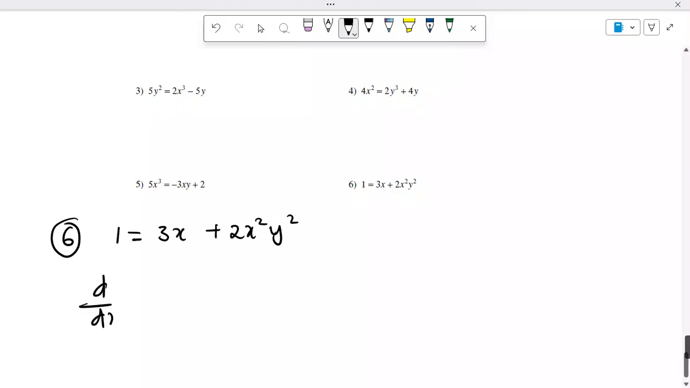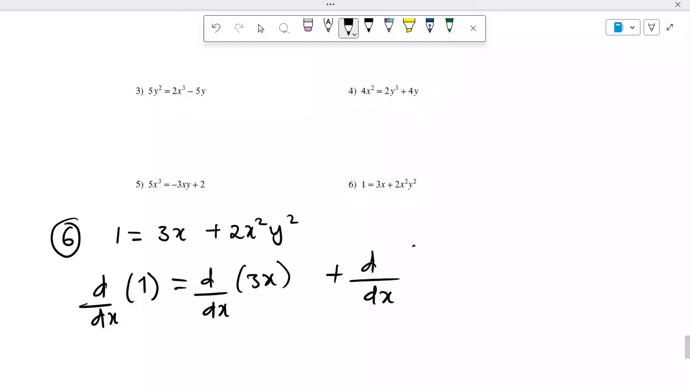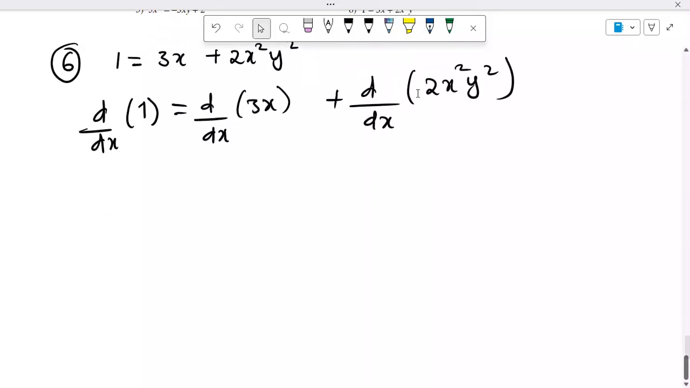So we say d/dx of 1, equal to d/dx of 3x, differentiating with respect to x, plus 2x squared y squared. First of all, let's solve this part, then we combine it with the others, because this is simple to solve and this one is simple to solve. So let's take this function inside here: 2x squared and y squared. Let's set which one is v, which one is u, whichever you want.